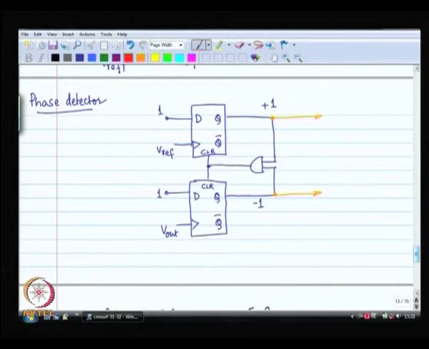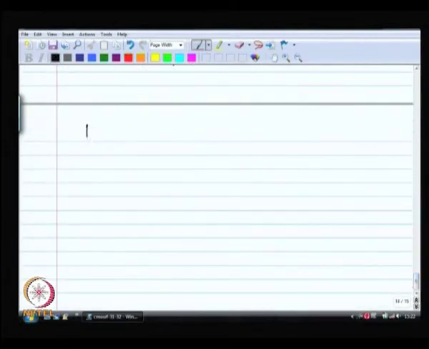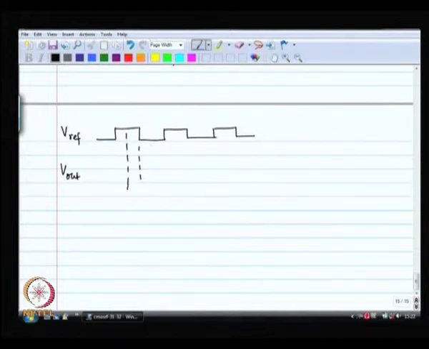The output is a digital representation of the sign of the phase, whether it is positive or negative, or whether the phases are identically equal. The duration of this pulse indicates how much the phase is off by. So, if my reference voltage is like this, it is not really phi ref, it is V ref, and V out is, let us say, 90 degrees behind V ref.